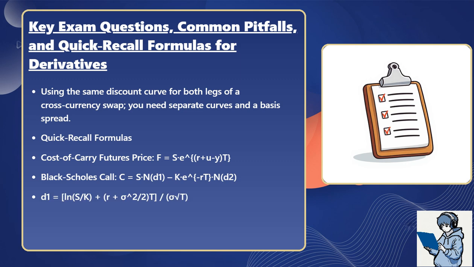D1 equals [ln(S divided by K) plus (R plus sigma squared over 2) T] divided by sigma square root T. D2 equals D1 minus sigma square root T. Put call parity: C plus K times e to the negative RT equals P plus S.